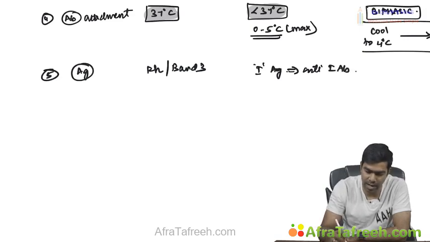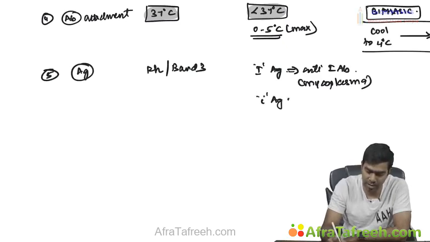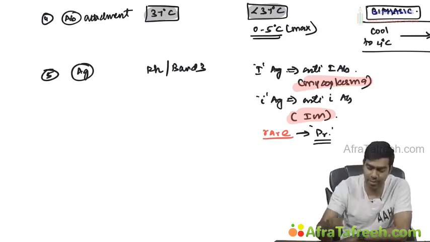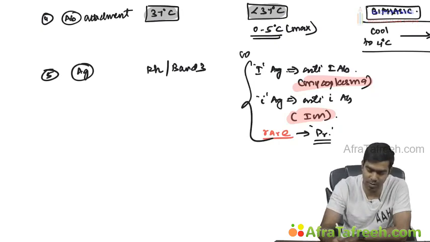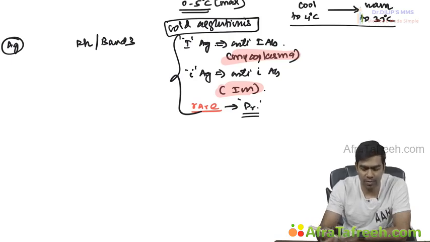Whenever I read capital I, anti-I antibody, typically this anti-I antibody is seen in mycoplasma infections. Next you can have small i antigen. This is called anti-small i antibody. Typically this is seen in infectious mononucleosis. Both are exam questions. Rarely you might get it with Pr antigen also. Pr is also an RBC surface antigen. These antibodies are what we refer to as cold agglutinins. So these are the target antigens against which antibodies are formed.